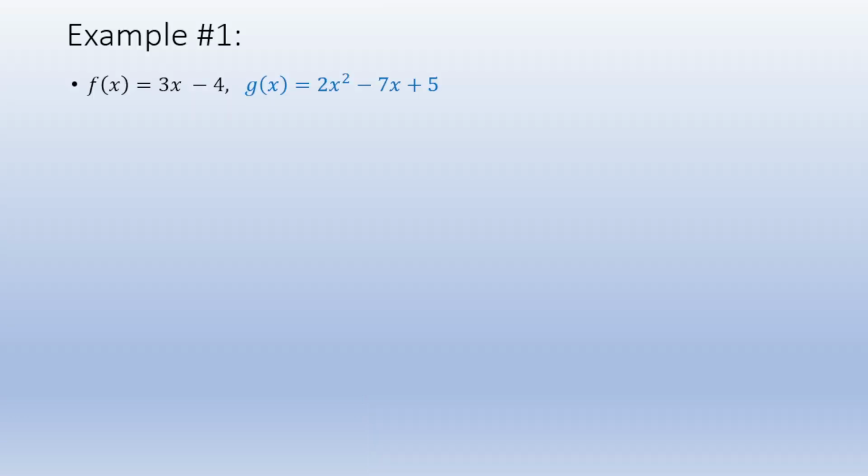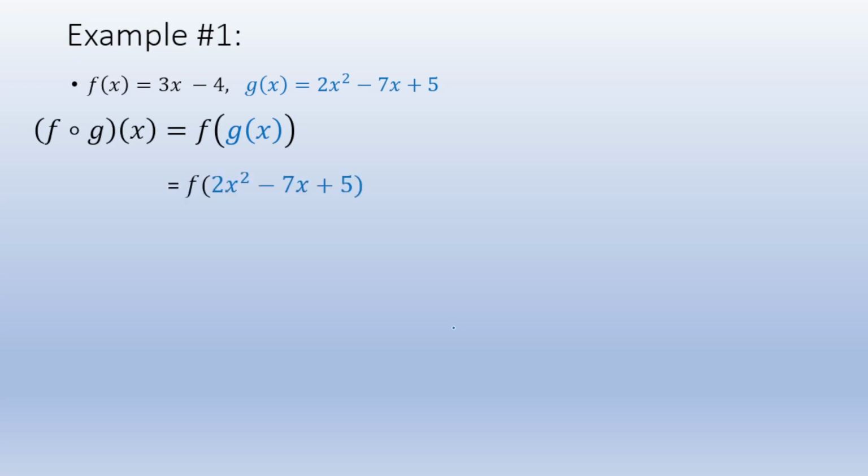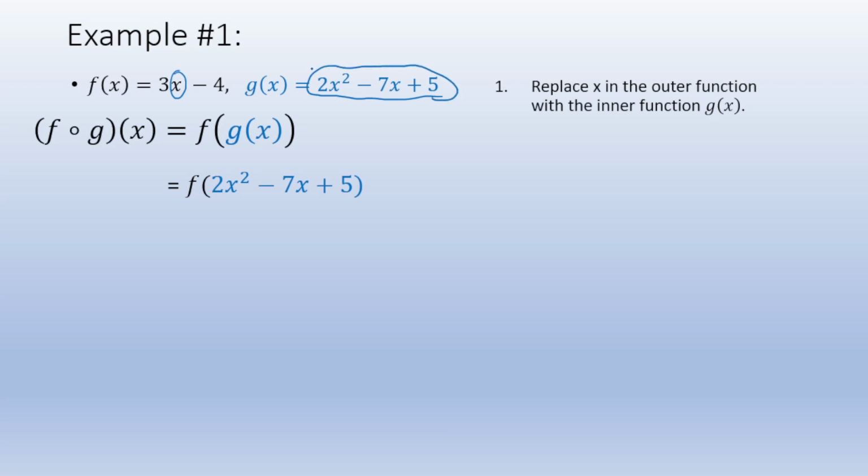Suppose we have the function f of x equals 3x minus 4, and g of x equals 2x squared minus 7x plus 5. F composite g of x is equal to f of g of x. Now g of x, of course, is 2x squared minus 7x plus 5, so we can plug that in for g of x. We do our first step, replace the x in the outer function with the inner function g of x. So the x that we have here, we're going to replace with all of g of x. So this entire expression, we'll plug that in for x.